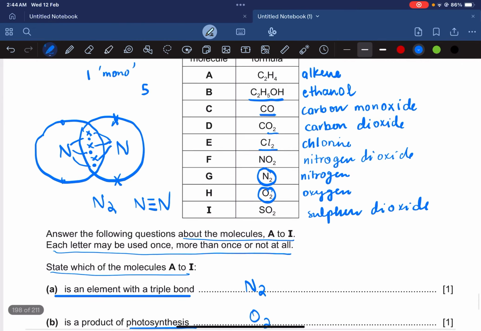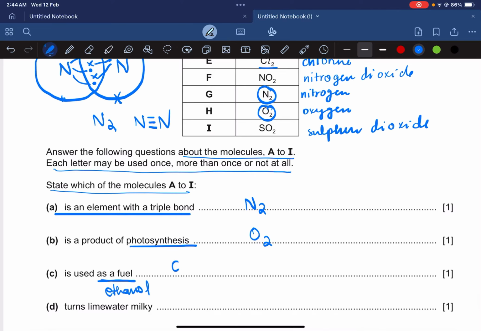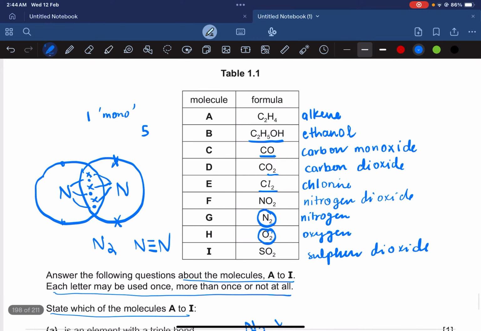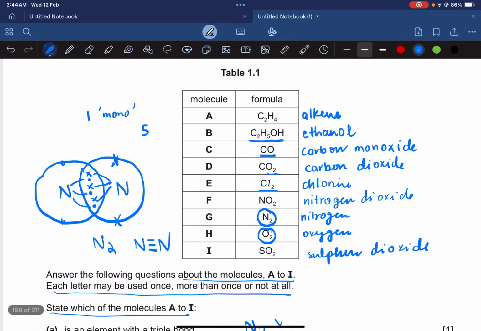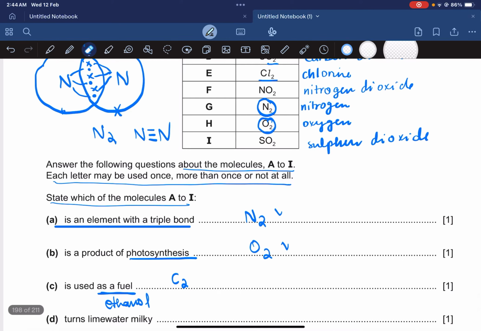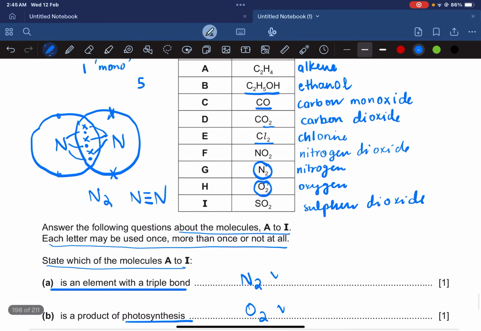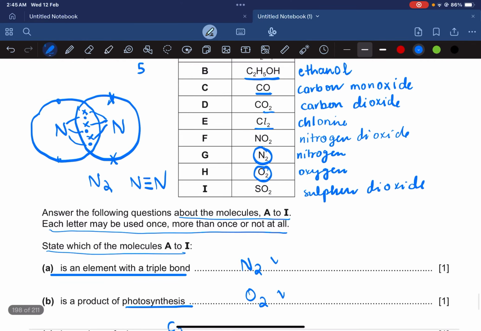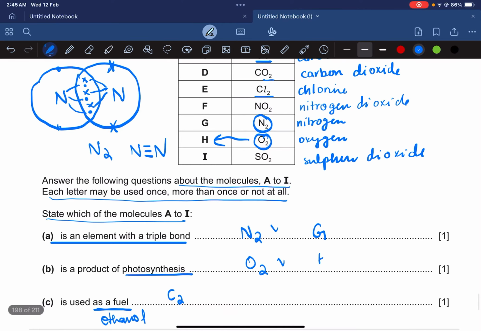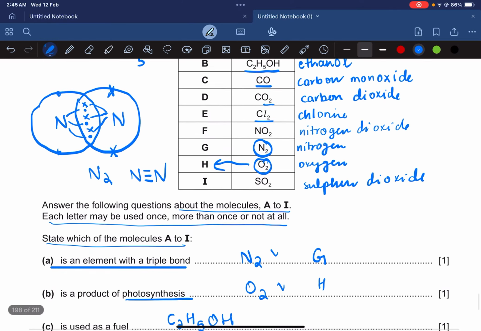I'm writing the chemical formula over here, but you guys write A, B, C, and that's going to be better. I'm writing so that it's more clear. Okay? But for the question, you guys have to write, for nitrogen, G. For is a product of photosynthesis, that is oxygen, for that you write H. And for C2H5OH, which is ethanol, you write B.